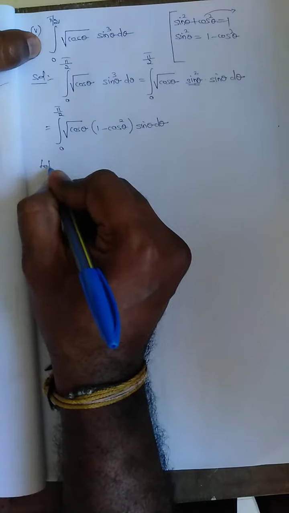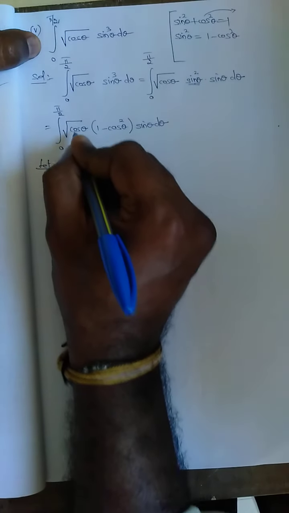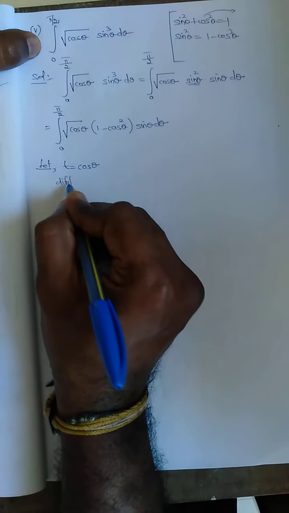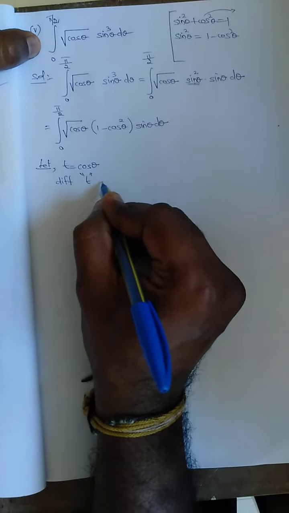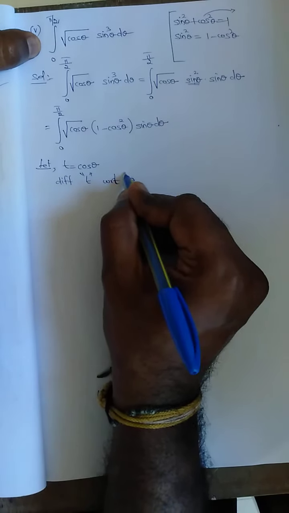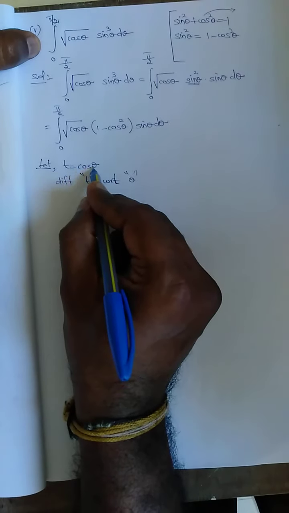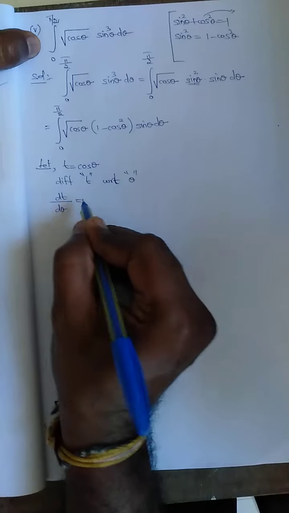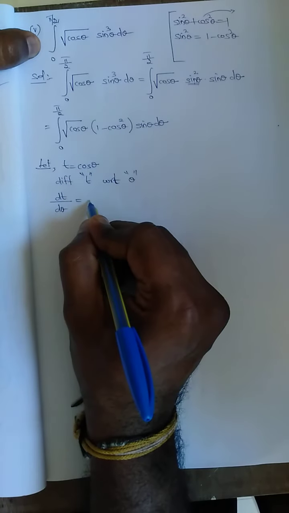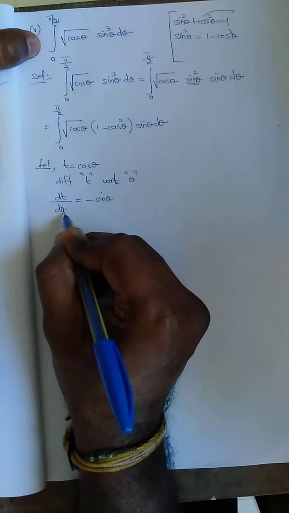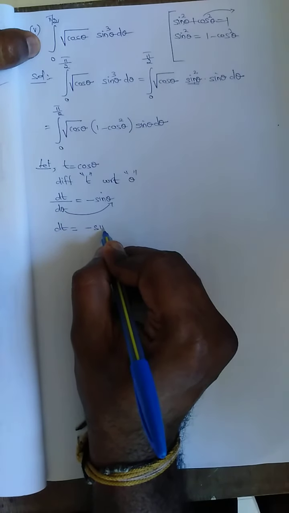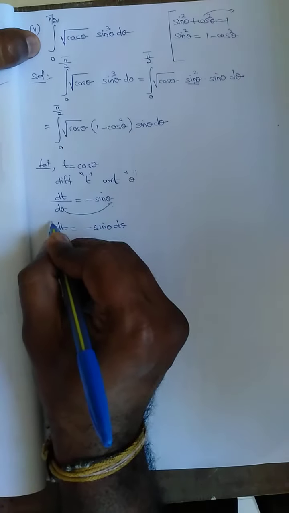Let t is equal to cos theta. Differentiate t with respect to theta. Therefore dt by d theta is equal to the derivative of cos theta, which is minus sin theta. Let d theta move this side. Therefore dt is equal to minus sin theta into d theta.